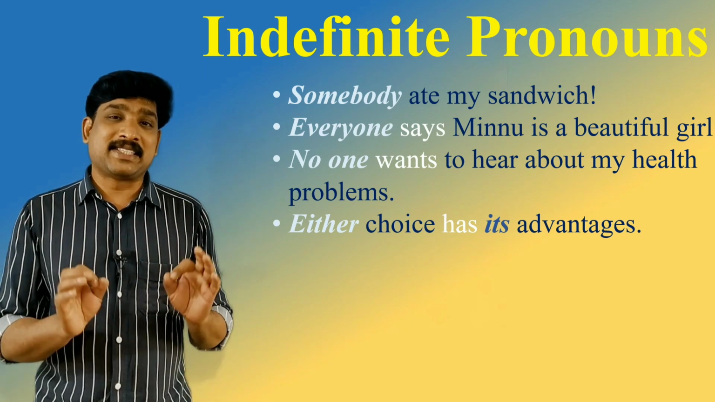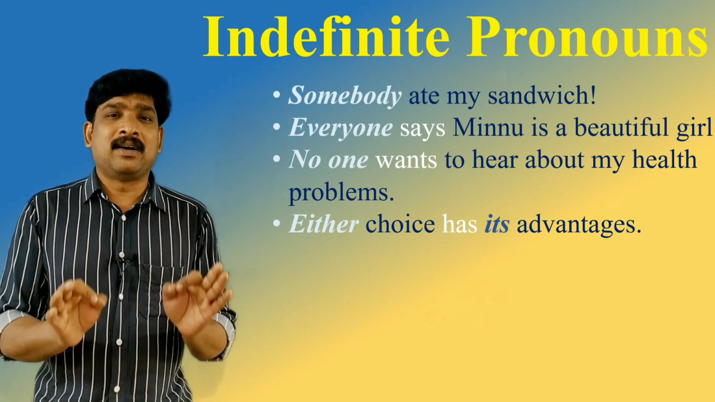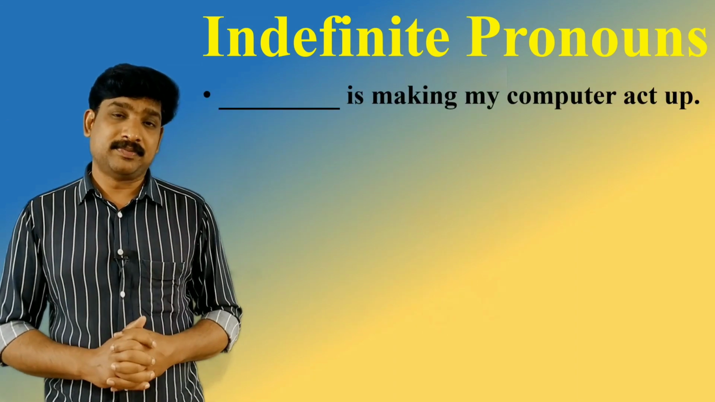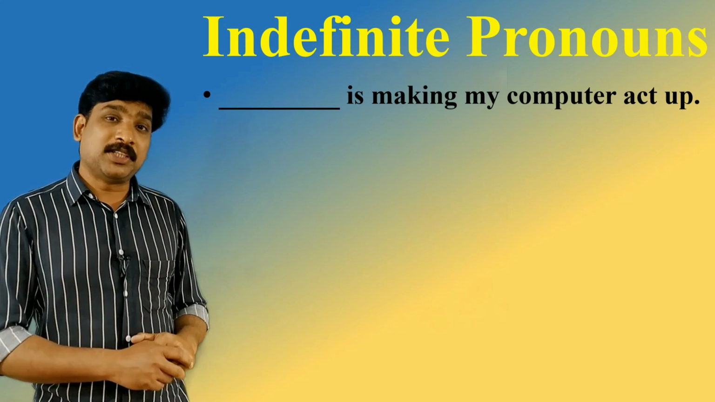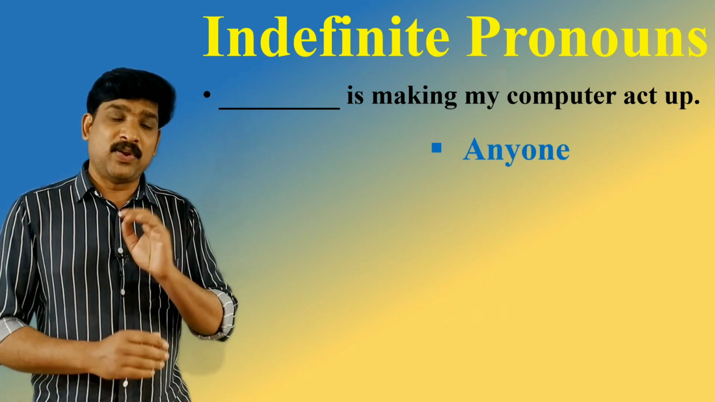Okay, now let us try some exercises and I'm sure these exercises will help you gain greater understanding about how indefinite pronouns work. I will give you some sentences in which indefinite pronouns will be missing. You will have to find out the appropriate indefinite pronoun from the list given after every sentence. Let us see the examples. Number 1. Dash is making my computer act up. Here you are given options: anyone, something, each, everyone.